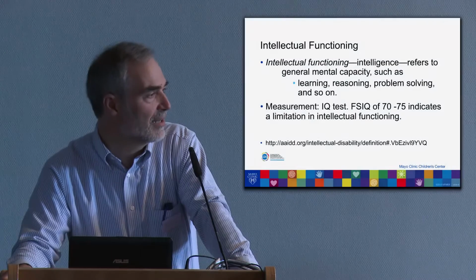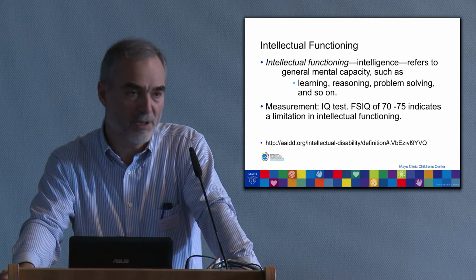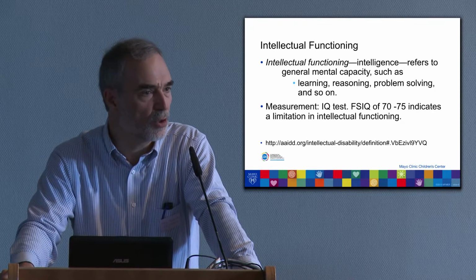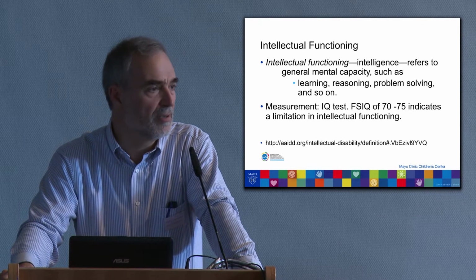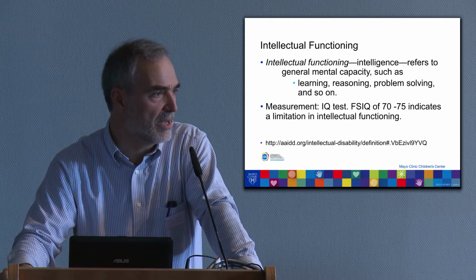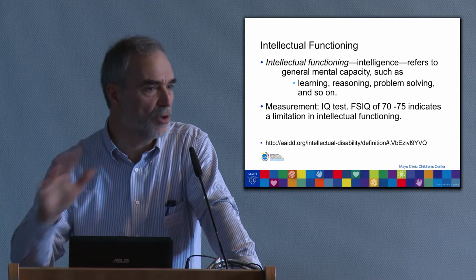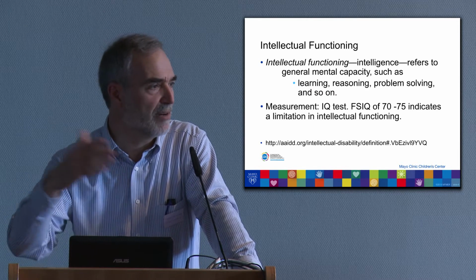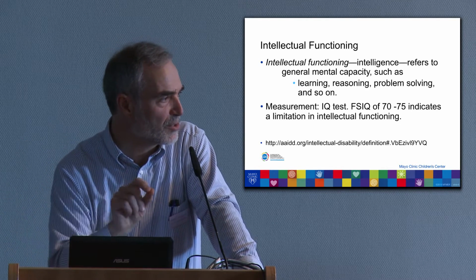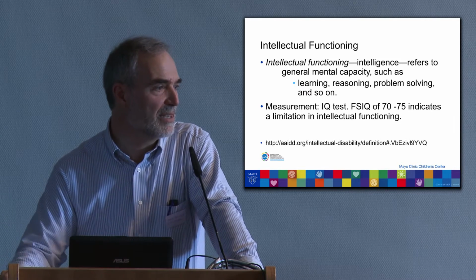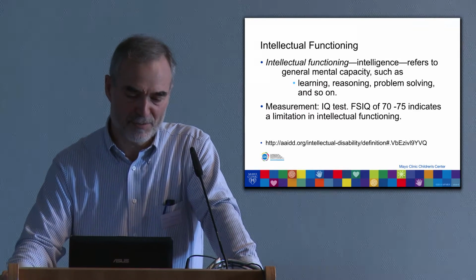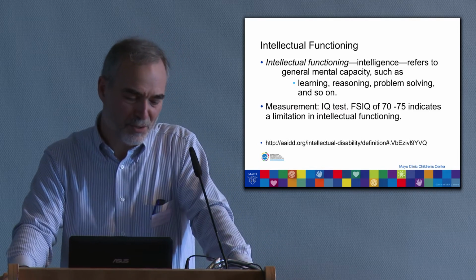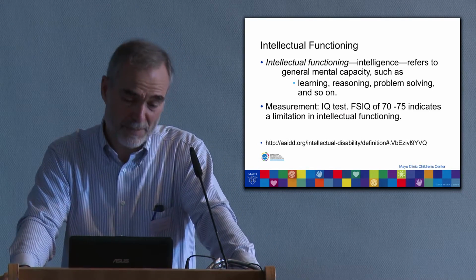Well, what do we mean by intellectual functioning? And this really refers to general mental capacity. So it's our ability to learn, to reason, to solve problems, and so on. It's the broad sweep of things that humans can do in general better than other animals. Other animals can do almost everything better than us in certain areas, but we have a bigger neocortex, and we're usually better at reasoning. Not always. We have lots of politicians who disprove that, but we're usually better.